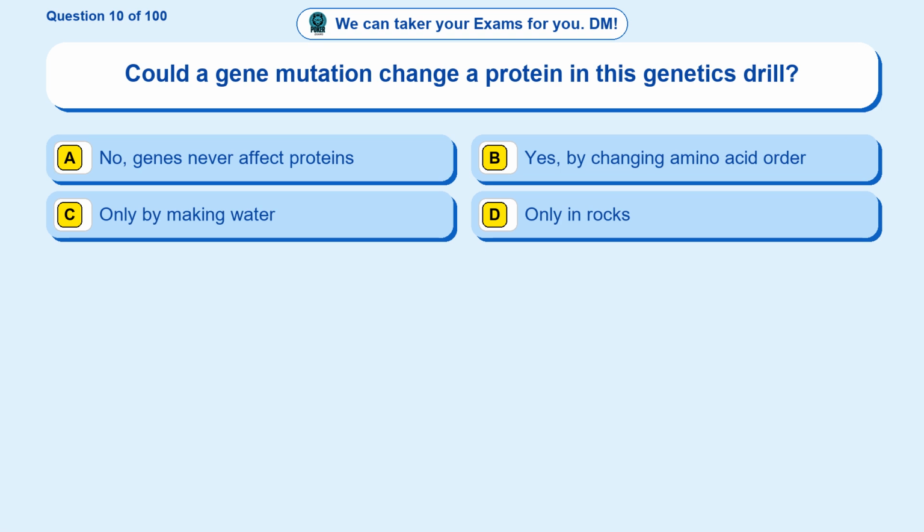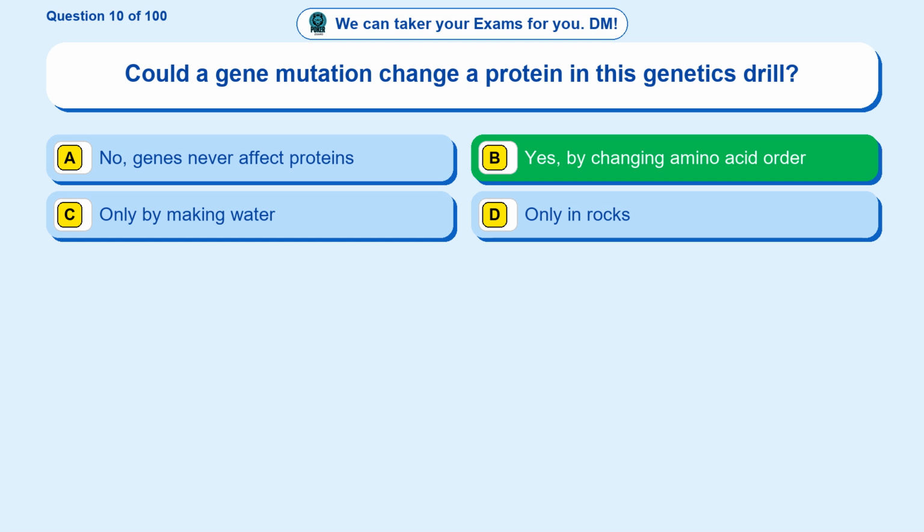Question 10. Could a gene mutation change a protein in this genetics drill? Option A. No, genes never affect proteins. Option B. Yes, by changing amino acid order. Option C. Only by making water. Option D. Only in rocks. The correct answer is option B. Yes, by changing amino acid order.